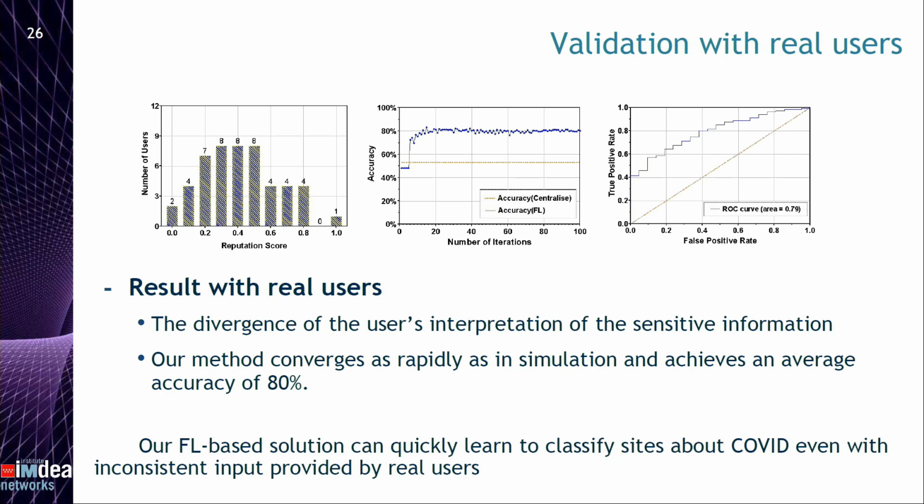In the real user experiment, it shows our replication model converged as rapidly as in simulation and achieved an average accuracy of 80%. This means our solution can quickly learn to classify sites about COVID even with the inconsistent input provided by real users. So, to quickly recap.